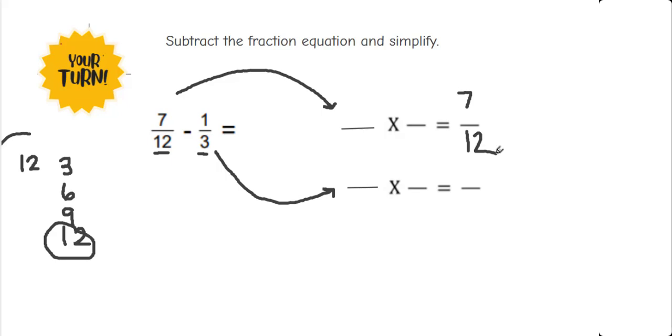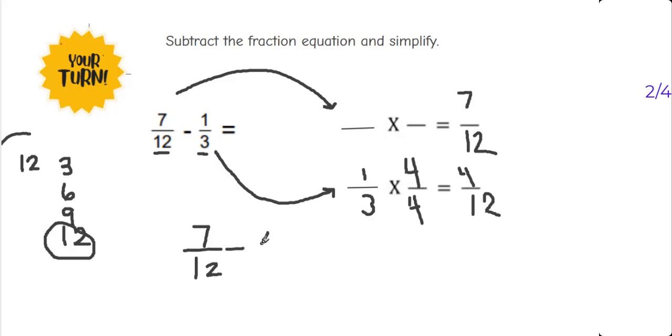I do have to find an equivalent fraction for 1/3, and I need to make that denominator a 12. What do I need to multiply 3 by to get to 12? That's a 4. Whatever I do to the denominator, I need to do to the numerator. So 4 times 1 is 4. Now my new subtraction equation is 7/12 minus 4/12.